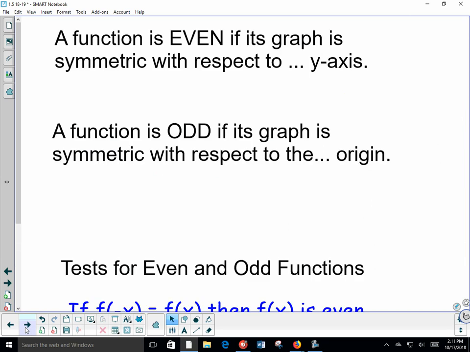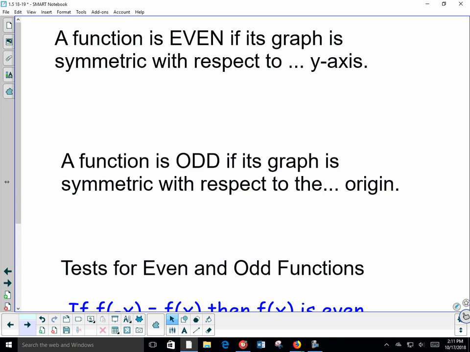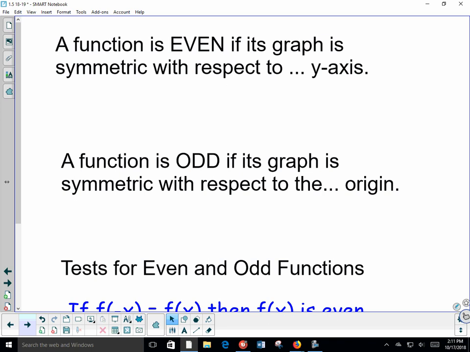And the second and last part is talking about the fact that functions can be considered even or odd or neither. All right, so functions are either even or they're odd or they're neither. And we have 2 ways for telling whether a function is even or odd. First is a graphical test.